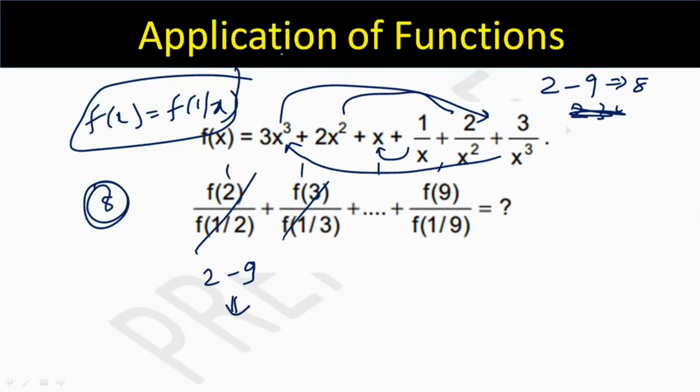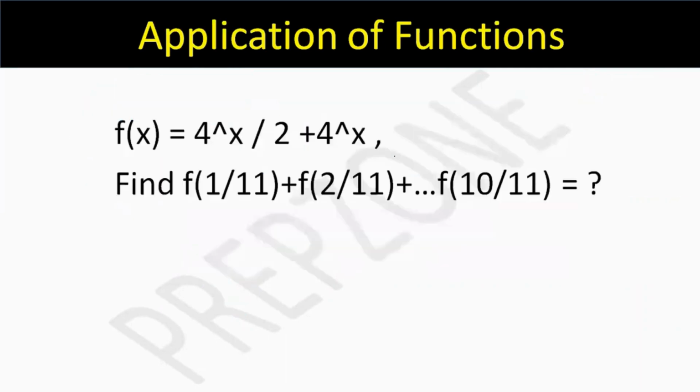Very, very simple question again. Understood. Clear everyone? Priyanshi, 9 कैसे आ गया था? I counted 1 to 9. It's actually 2 to 9. Okay. ठीक है. So next question. Now this involves some critical thinking. Let's see who can do it.